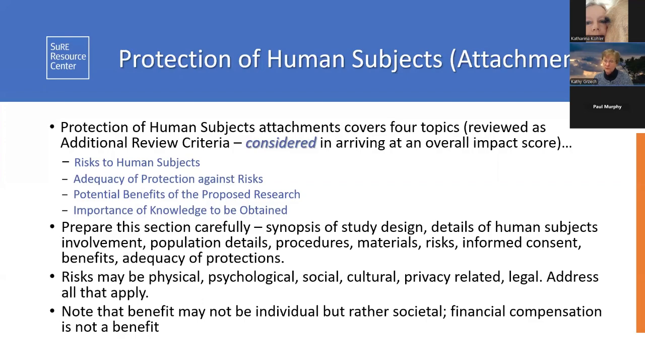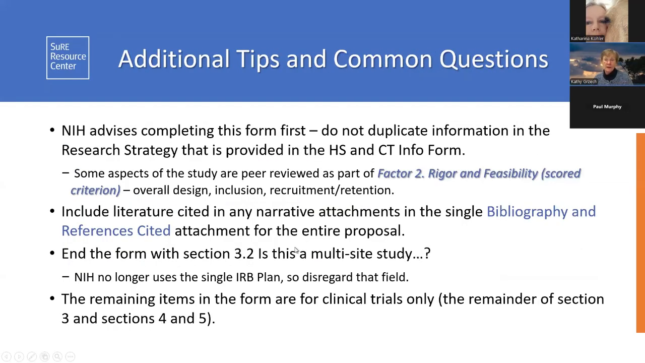Keep in mind that the risks may be physical, psychological, social, cultural, privacy related, legal. You would address any that apply. And in many cases, PIs are in the position of saying the benefit is not to the individual, that the benefit is societal. So these people will not benefit directly necessarily. Some PIs are tempted to say, well, we're going to compensate the subjects. That is not considered a reasonable benefit.